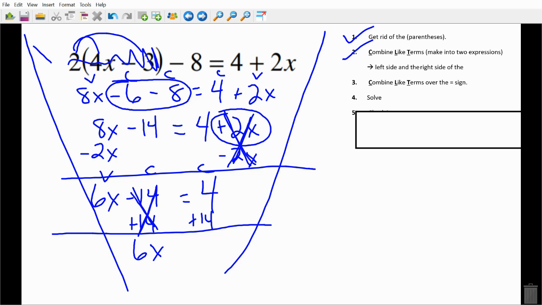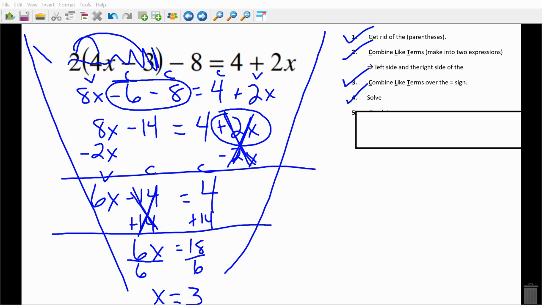So now what's 4 plus 14? That's 18. So we just combined like terms. It seemed like a lot of work. You're right, it was. But step 3 is done. Now we're at step 4. How do you solve what's 6 times x? How do you undo multiplication? Good, division. And now we're going to get x equals 3. All right, so that's step 4. Step 3 is the one that takes the most time, I think.